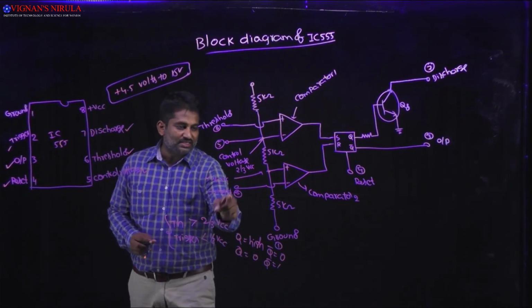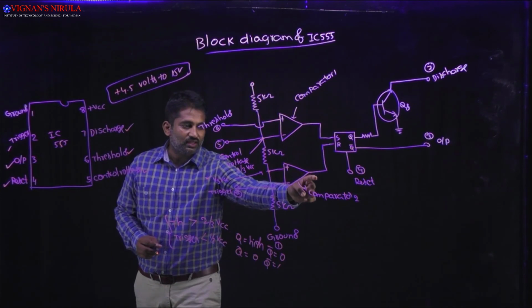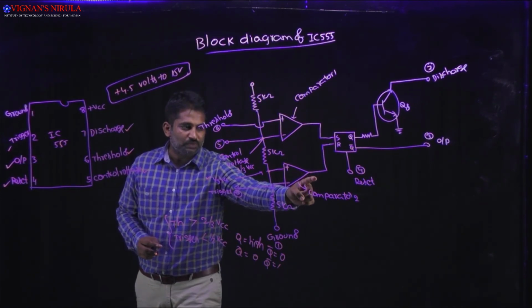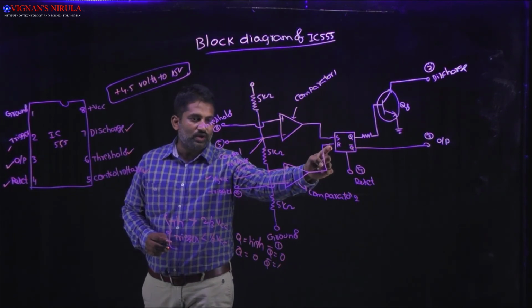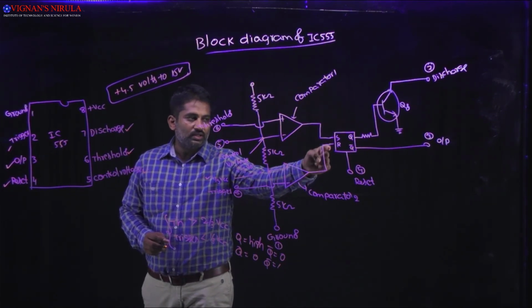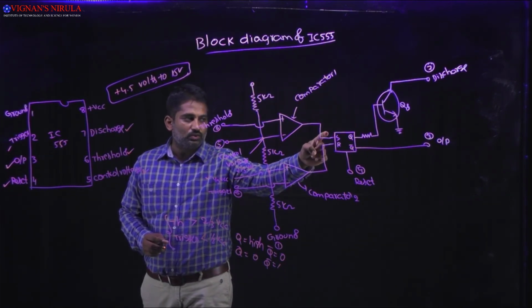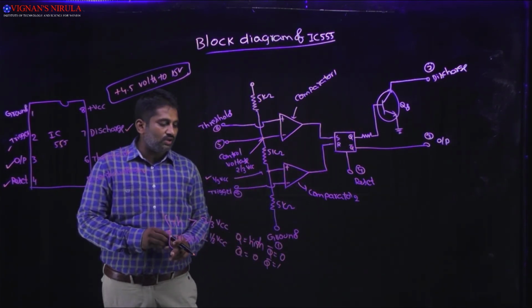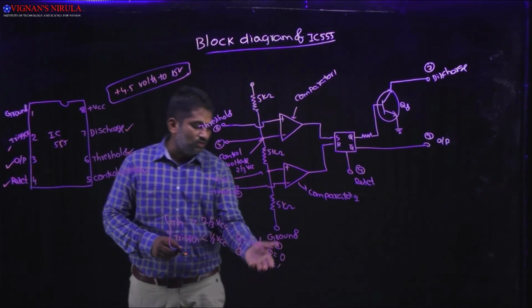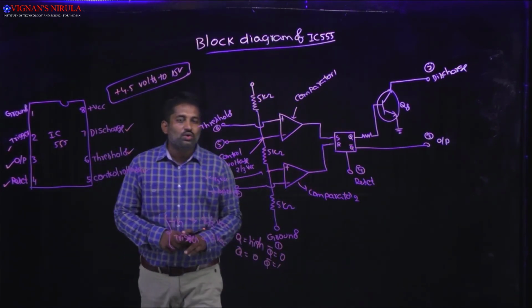When trigger is less than 1/3 VCC, the output of comparator 2 is plus VSAT. When it is plus VSAT, then R will be equal to 1. If R is equal to 1, then obviously S will be equal to 0. S is 0, Q is equal to 0. Once Q is equal to 0, you may get Q bar equal to 1.